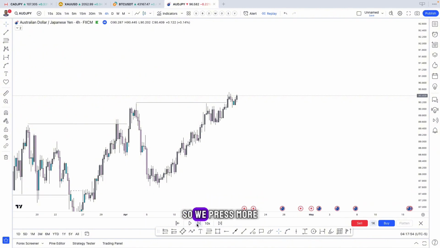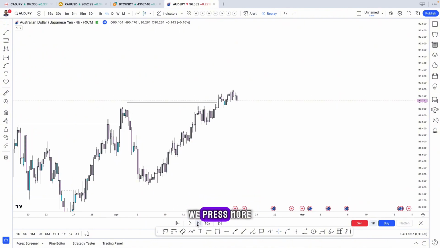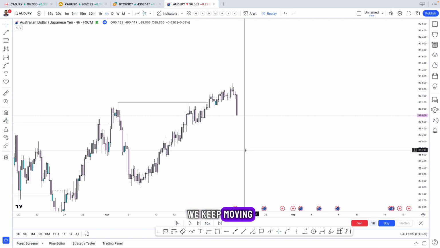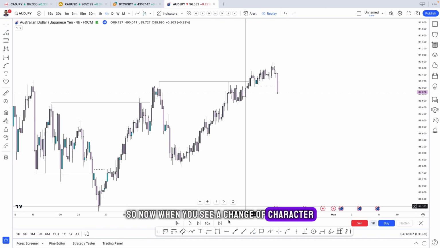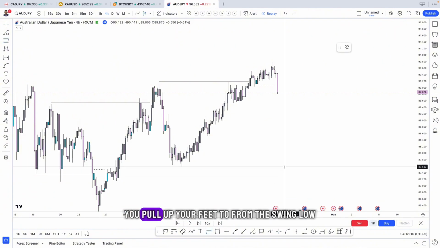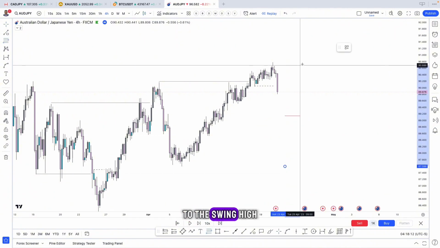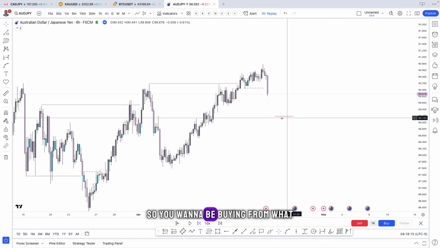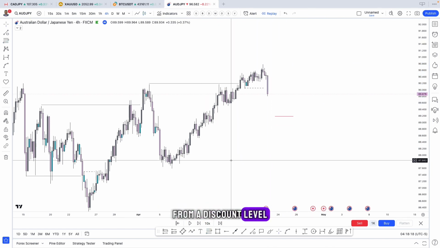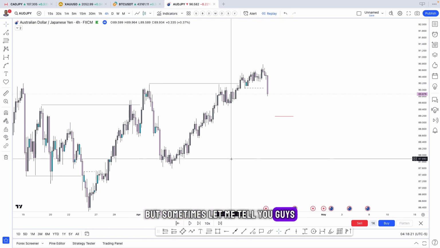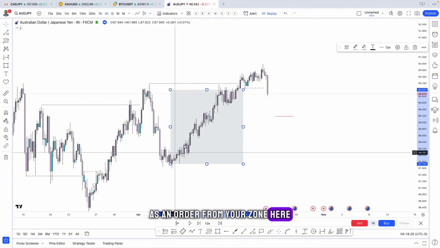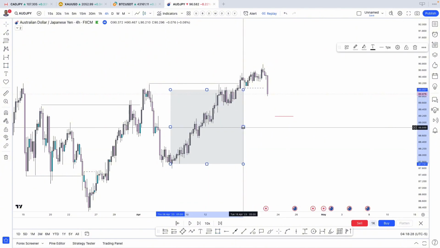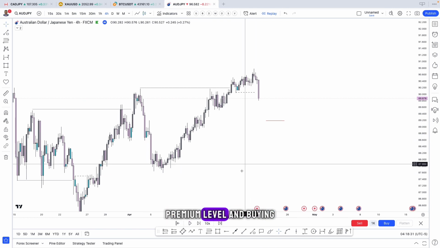So we press more, we keep moving. Now we have a change of character from the zone. So now when you see a change of character, what do you remember? You pull up your fib tool from the swing low to the swing high. So you want to be buying from a discount level. But sometimes, let me tell you guys, if there is nothing to pick as an order from your zone here, definitely the market will end up taking a trade from a premium level and buying.